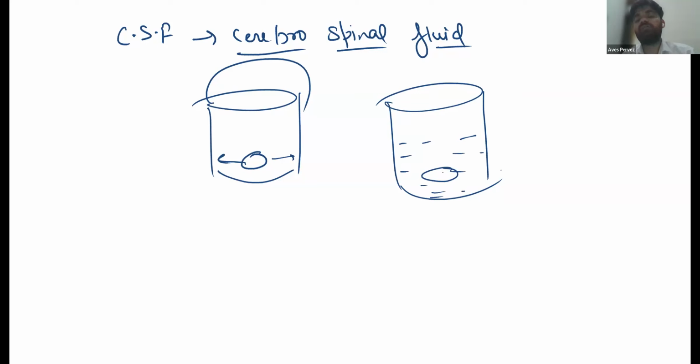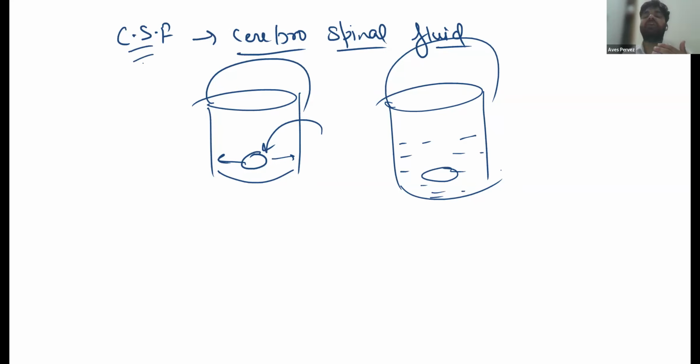Now if you start moving this bucket, will this coin touch the wall of the bucket? Will it touch? No. And in the case of an empty bucket, where there is no water present, it will touch. So a similar case is for the brain also. When there is a fluid surrounding the brain, that is called CSF, cerebrospinal fluid.